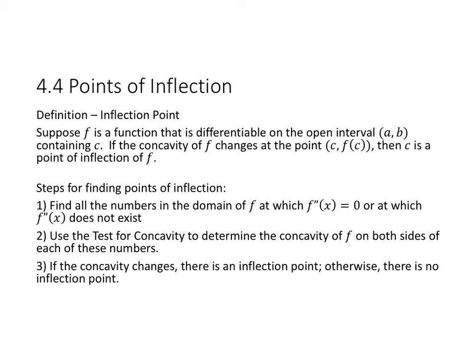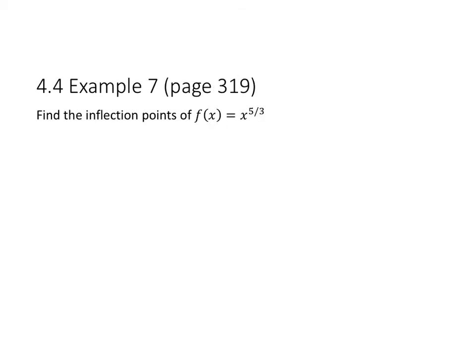So how do we find that? We take the second derivative, and we set it equal to 0, or it does not exist. Then we find the test for concavity using the positives and negatives. And if the concavity changes, then we have a point of inflection. If it doesn't change, if it doesn't go from concave up to concave down, we do not have a point of inflection. All right, let's find our points of inflection on example 7 on page 319, f of x equals 5/3 x. So we first find our first derivative. So 5/3 x to the 2/3, and then we find our second derivative.